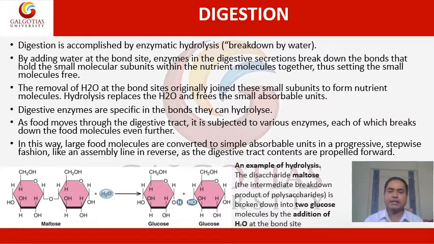Here is an example of hydrolysis. The disaccharide maltose, which is an intermediate breakdown product of the polysaccharide molecule, is broken down into two glucose molecules by the addition of a water molecule at the bond site.